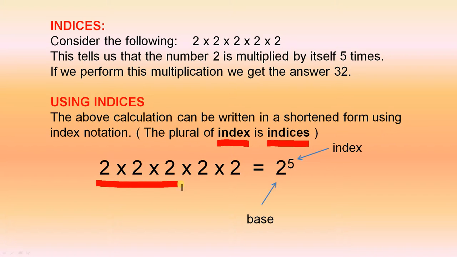So, this calculation here can be written in this short form, 2 to the power of 5. This 2 here is known as the base. And this 5 here is called the index.